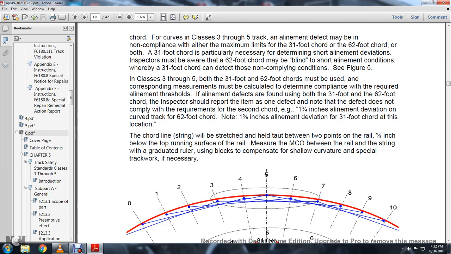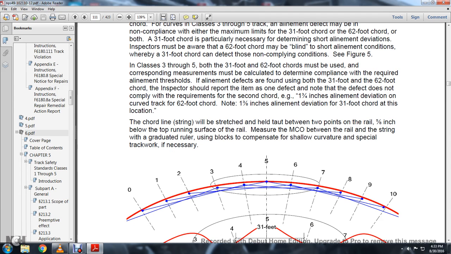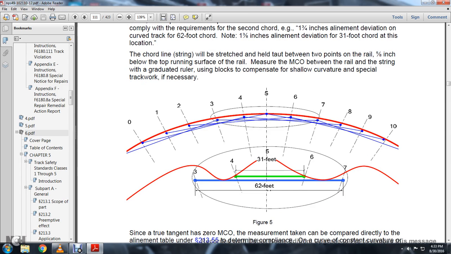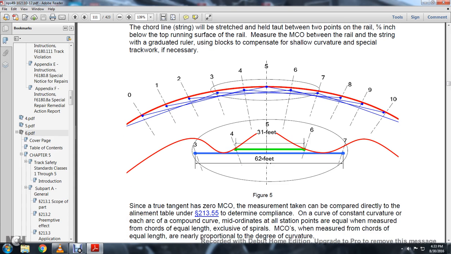The chord line will be stretched and held taut between two points on the rail at 5/8 of an inch below the top of the running surface, measuring the mid-chord offset between the rail and the string with a graduated ruler, using blocks to compensate for the shell curvature and special trackwork as necessary. This shows the 31-foot chord and the 62-foot chord, between stations 3 and 7 and 4 and 6, and in the middle at station 5.